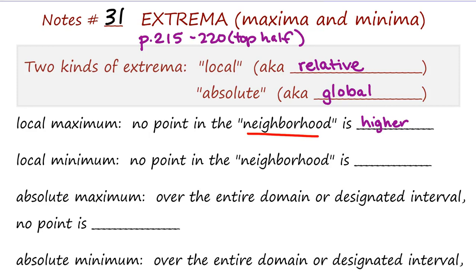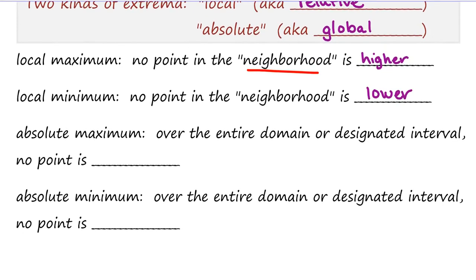Similarly, a local minimum we could describe as no point in the neighborhood is lower. We usually think of it as the lowest, but again, it could be tied for the lowest with other points nearby, so we'll just say no point is lower. So local or relative has to do with the immediate neighborhood, whereas absolute or global has to do with the entire domain or the entire interval that's designated or the entire graph. So for an absolute maximum, no point is higher. For an absolute minimum, no point is lower over the entire thing, not just over the neighborhood.